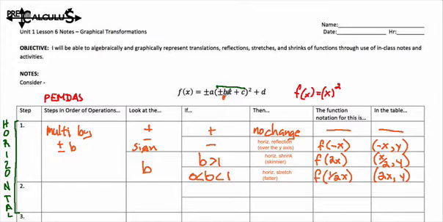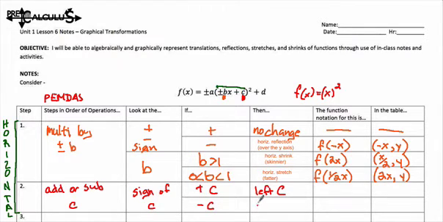Okay, so coming down here, let me highlight this for you. This is the part that we've dealt with so far in orange. Now we're going to look at C. So add or subtract C. Okay, so now we're looking at this. We're still inside the parentheses, so it's still going to affect it horizontally. So look at the sign of C. If we are adding C, then we're going to go to the left C number of spots. If we are subtracting C, we're going to go to the right C number of spots.